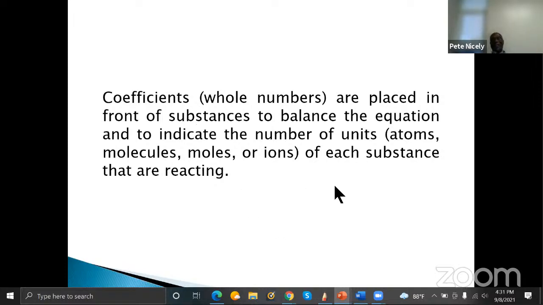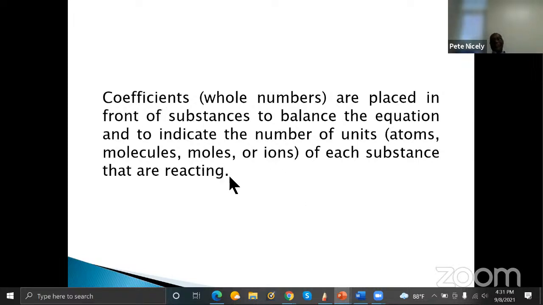Okay, another important aspect, and this is very, very important, I can't overemphasize this enough, is that we use what are known as coefficients. And coefficients are basically integers or whole numbers that are placed in front of the formula of substances to balance the equation and to indicate the number of the different units, atoms, molecules, etc., of each substance that is involved in the reaction. So what you're going to see is that coefficients are very important.